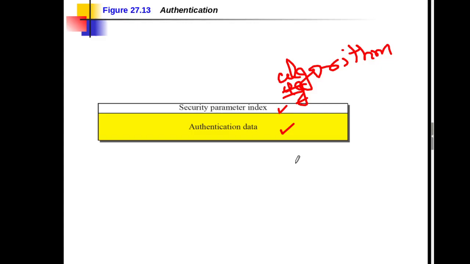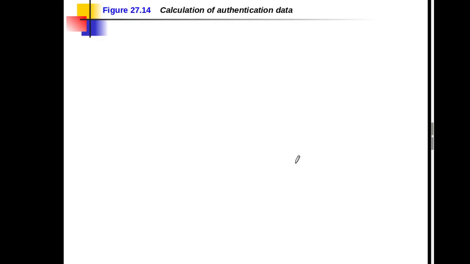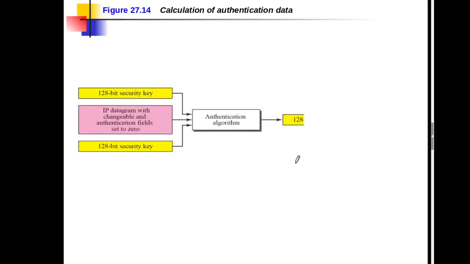So now we will see how to calculate this. There will be a certain algorithm, and you will have this IP datagram. This authentication field may be kept as 0. You will keep the secret key in this algorithm and you will get the authentication data. You can match this authentication data with the authentication data received. Is it matching? If it is matching, it is okay. So that is how it works, a very simple thing.